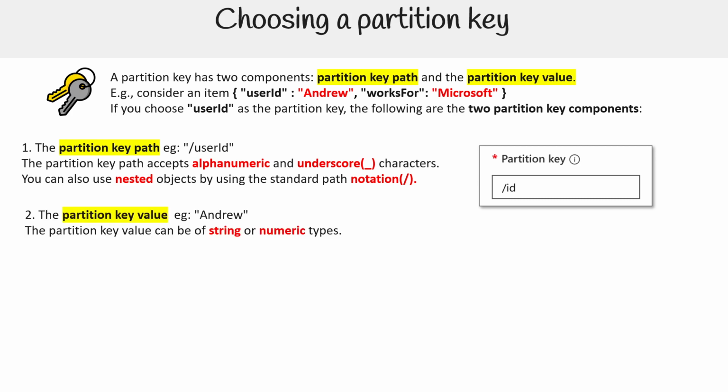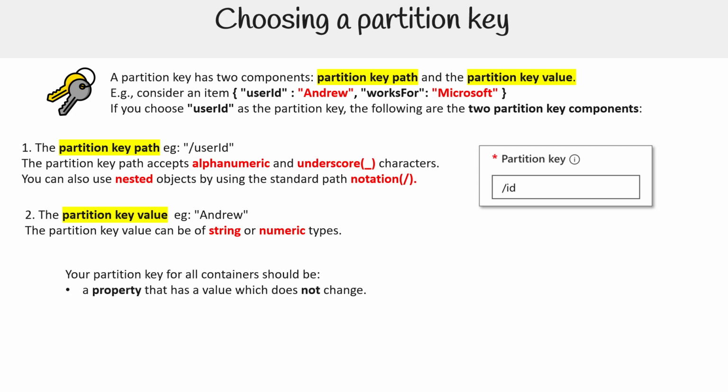The partition key value can be either a string or numeric types. And so you can see in our example, it is a string, so that's going to be accepted. Your partition key for all containers should be a property that has a value which does not change. You can't change the value of a property if it's your partition key.